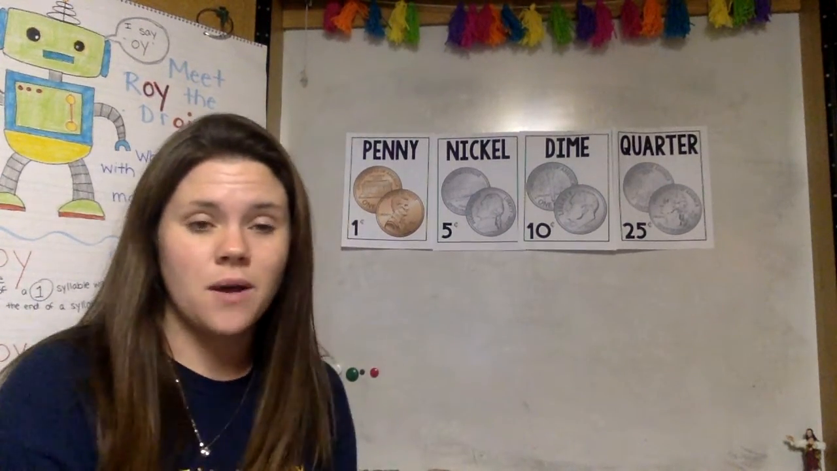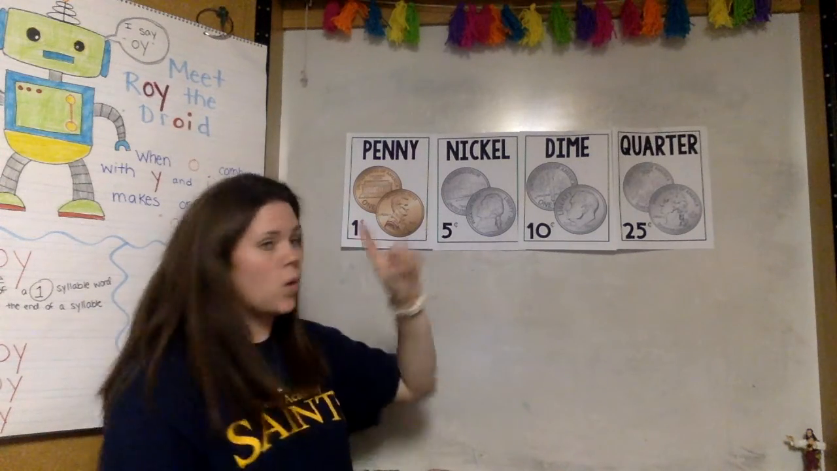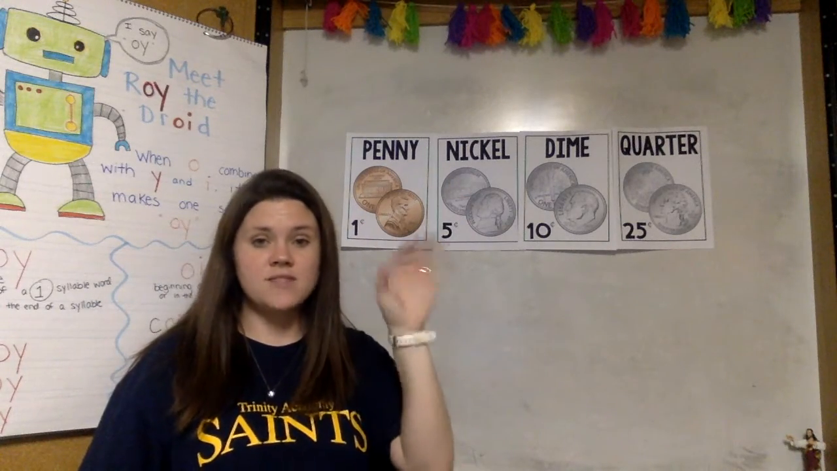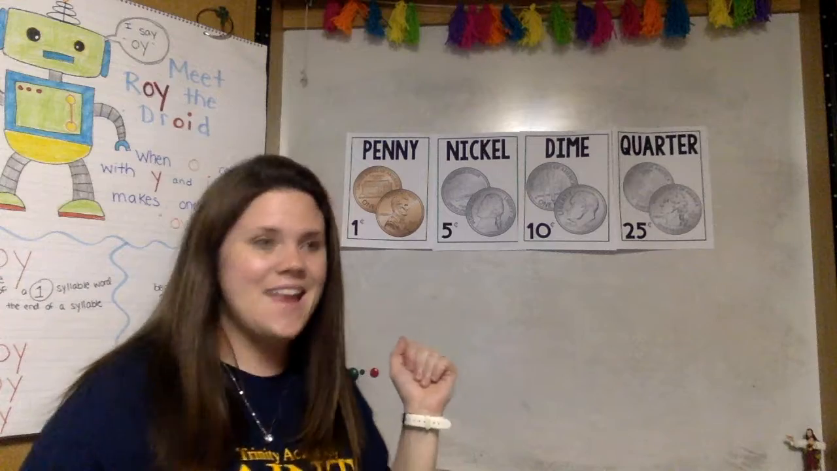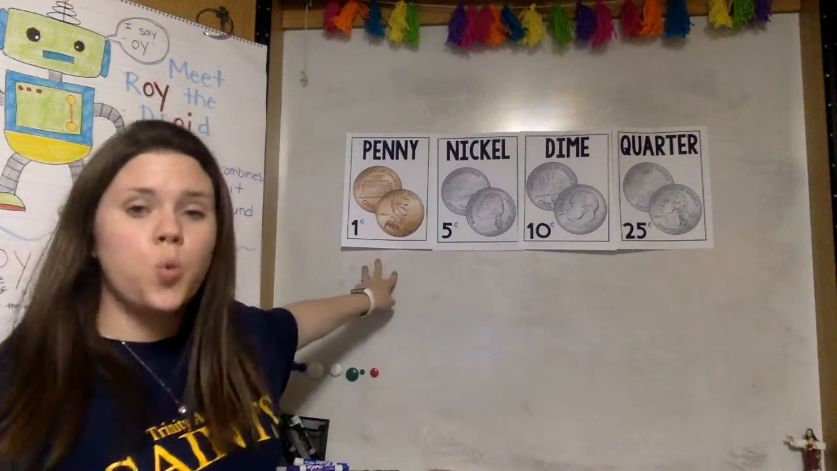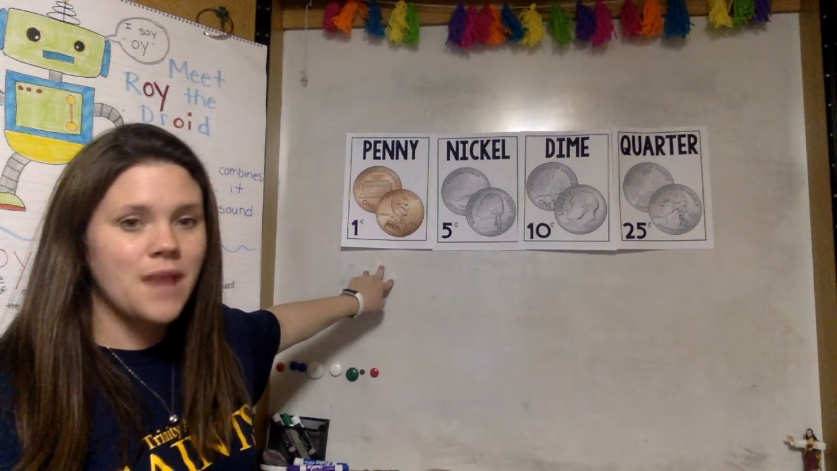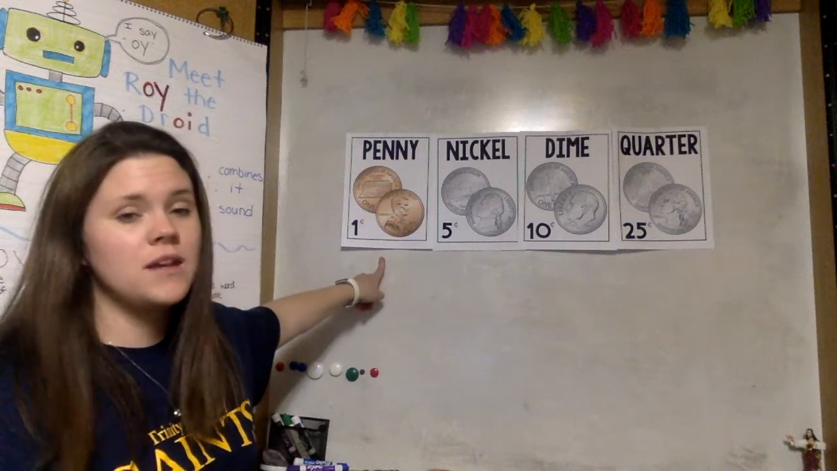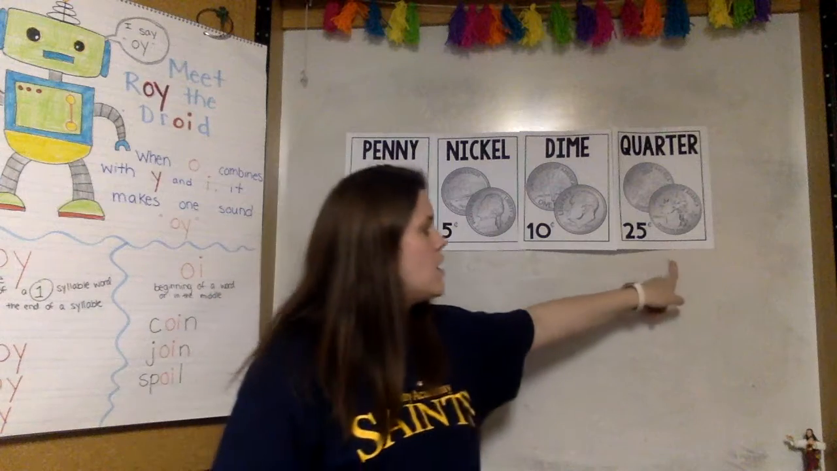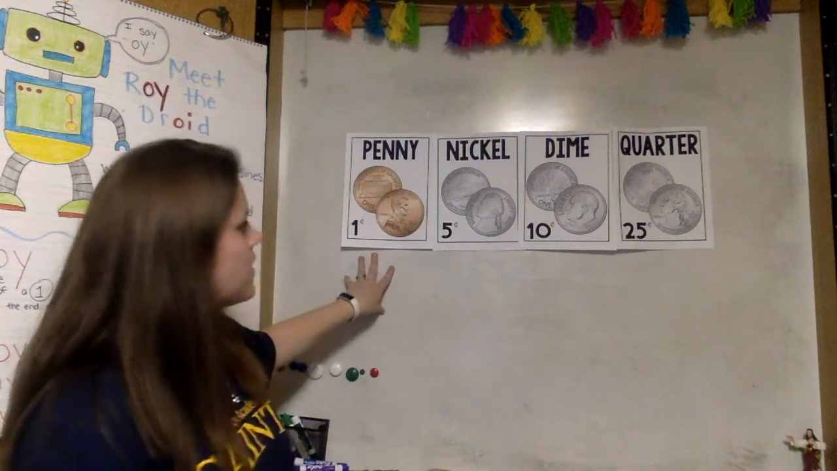What other coin could I have 2 of? I could have 2 nickels, right? Because 1 nickel is 5, and 2 nickels would be 5 plus 5 is 10. That's right, 5 and 5 makes 10. If I had 25 pennies, that would be the same value. 25 pennies would be 25 cents. That would be the same value as what? As a quarter. That's right. That would be 25 cents.